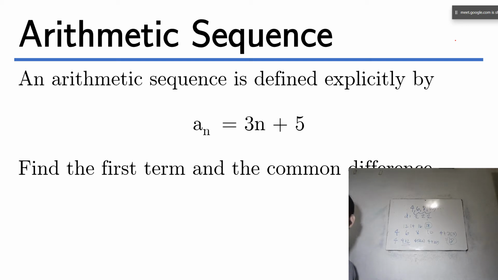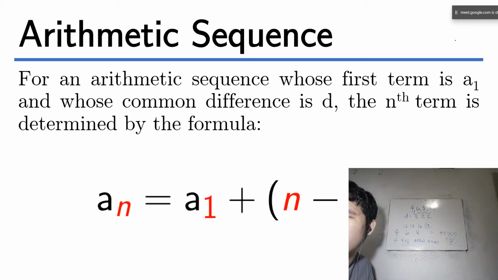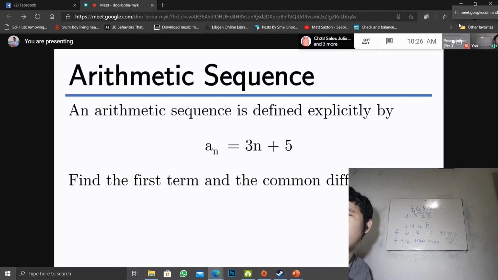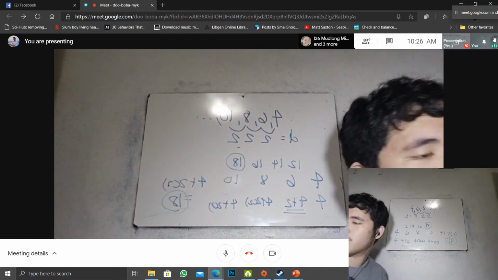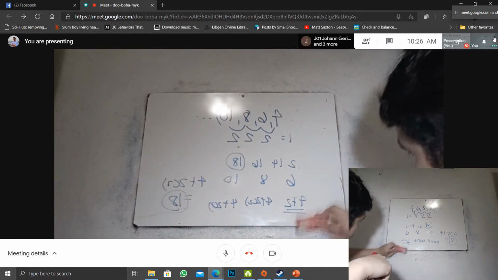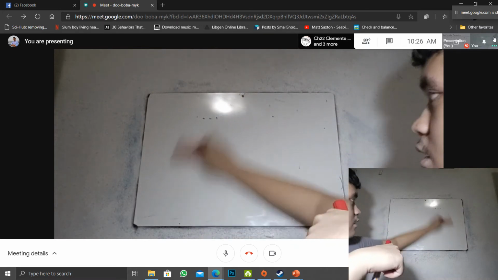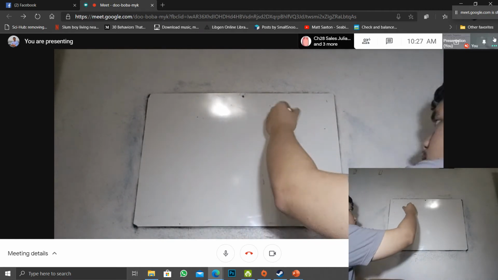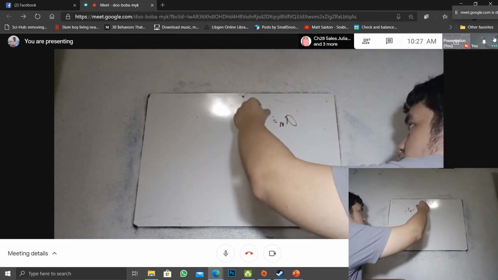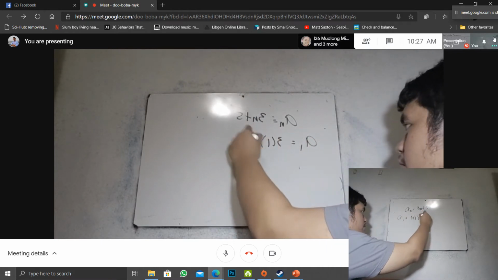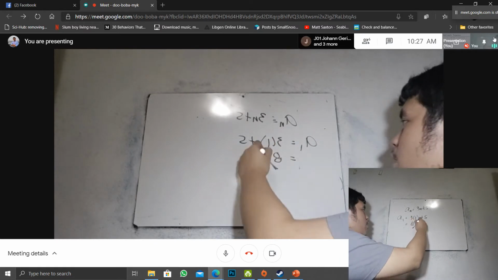Explicitly, ito, sige, try natin to. An arithmetic sequence is defined explicitly by ito. Ano yung first term and the common difference niya? Okay, sige, let's try this. Tingin na kayo sa board, di ba, explicitly defined siya by this one. 3n plus 5. First term, a sub 1 equals 3 times 1 plus 5 equals 8. Yun na. Common difference. Sige.